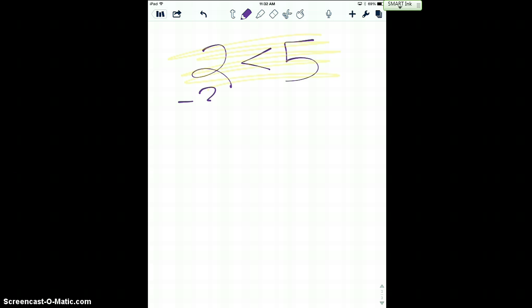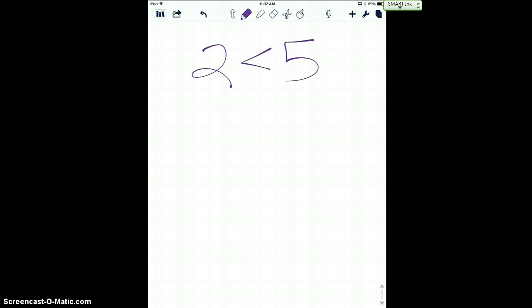So let's subtract 3. Will this inequality still be true? 2 minus 3 is negative 1. 5 minus 3 is 2. Is negative 1 less than 2? Yes! It's still true! Luckily, because that rhymes also.